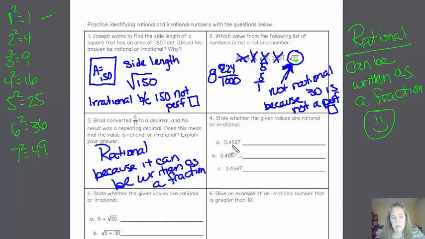So this one, that's our tenths place. This says state whether the given values are rational or irrational. Tenths, hundredths, thousandths, 10,000ths. This is 3 and 4, 5, 6, 7 over 10,000. This is rational. That's irrational, I guess. And this is a repeating decimal. Any repeating decimal is rational.